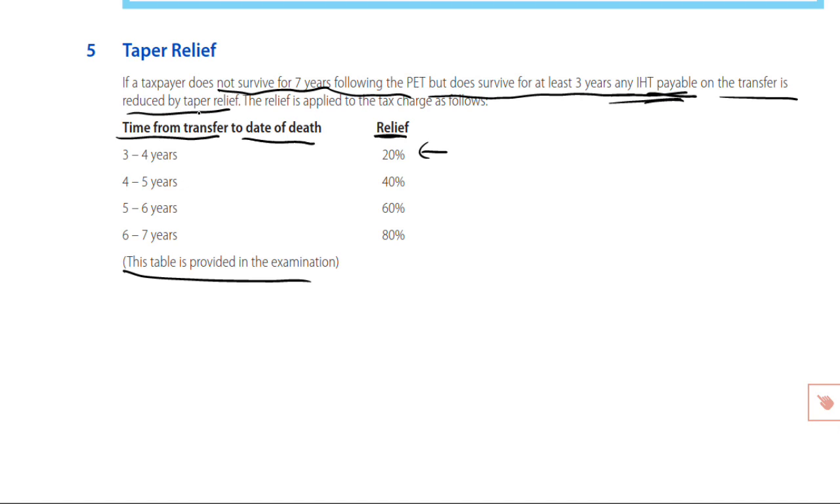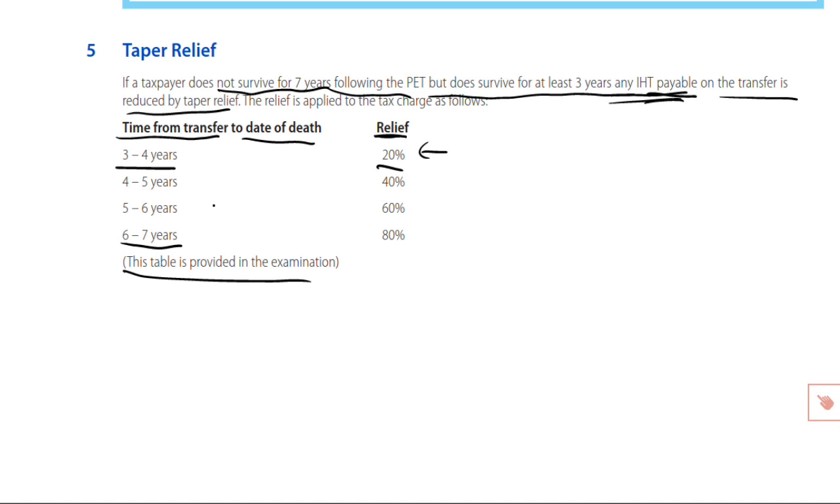death. So if you manage to survive for more than 3 years, but not more than 4 years from the date of the transfer to the date of death, 3 to 4 years, then you get a 20% reduction in the tax charge. And it moves up in 20 percentage points, such that if you managed to survive for between 6 and 7 years, just think, such bad luck. You know, if you had lived for over 7 years, then there'd be no tax at all that would be payable in relation to that transfer.